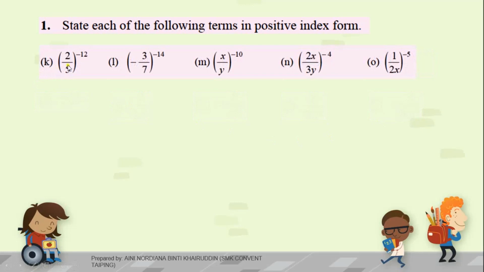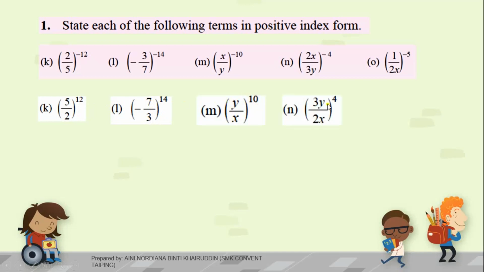So for question K, for this question, we just change the position of the numerator and denominator and make the index positive. So 5 over 2 to the power of 12, negative 7 over 3 to the power of 14, y over x to the power of 10, 3y over 2x to the power of 4, 2x to the power of 5.